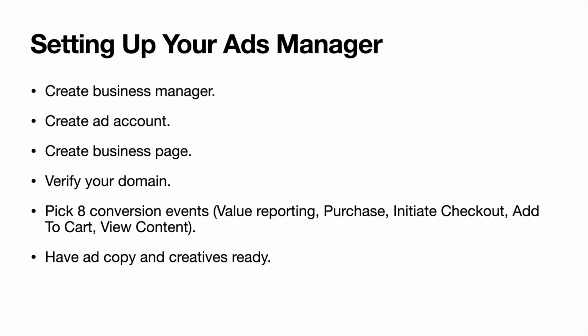After you've done that, you want to verify your domain and pick 8 conversion events in the aggregated events manager. So for the 8 events, you want to set it. The first one you want to have is purchase, then initiate checkout, then add to cart, then view content. And for purchase, there should be an option to turn on value reporting. Make sure you turn that on. Make sure purchase is the highest priority and view content is the lowest priority.